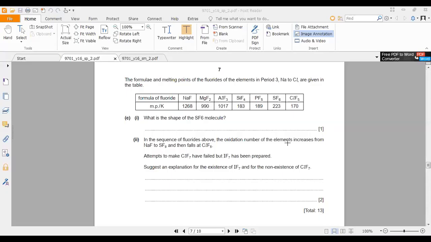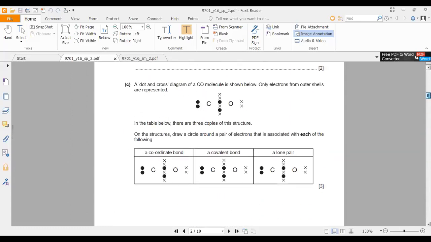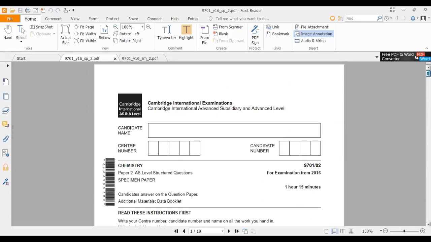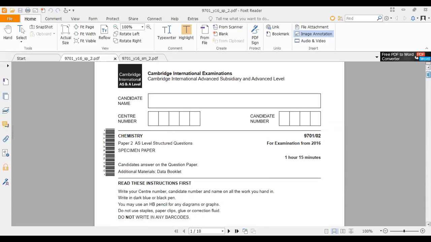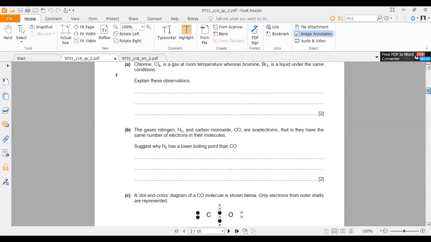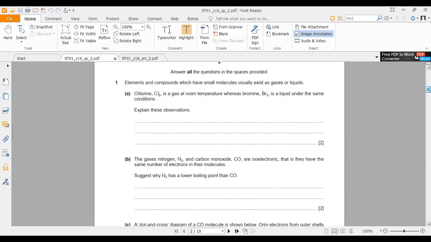Okay, dear students, I would like to start the class right now. Let us share the screen. So you can see the screen, right? So today I'm going to discuss specimen paper 2 of 2016. So go through these questions.